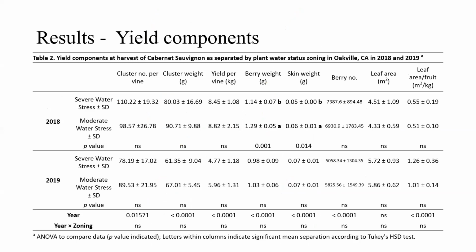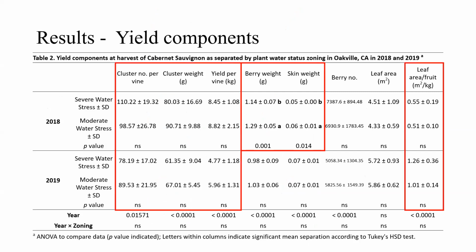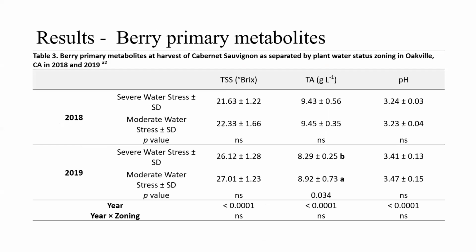The yield components show very few differences because the severe stress, we call it severe stress, is not biologically severe for grapevines. So we didn't see that many differences between these two zones. Only berry weight and berry skin weight were greater in the moderately water stress zone in 2018. Although there was no difference between the two zones, cluster number per vine, cluster weight, and yield per vine were lower in the second season compared to the first, and leaf area to fruit ratio was higher in the second season. So there's a seasonal effect.